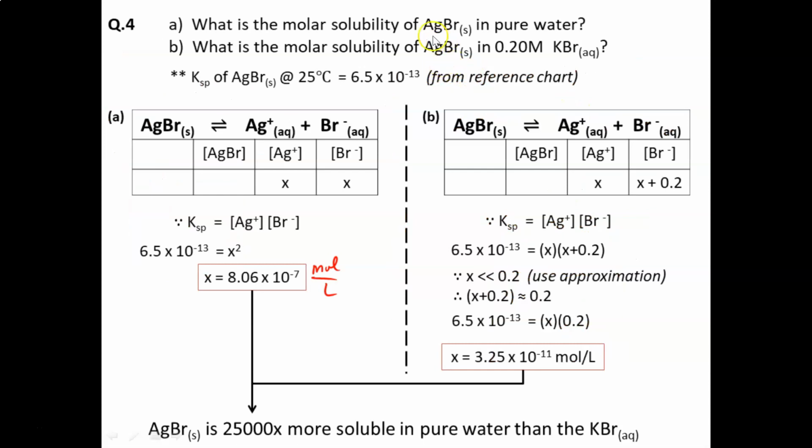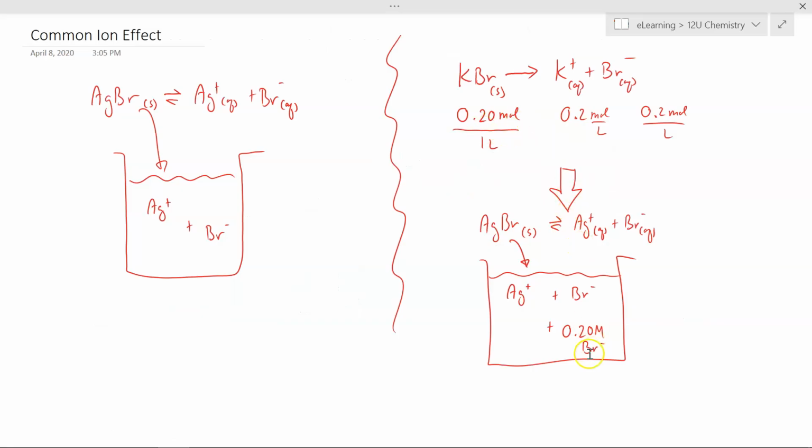So when the question asks how much silver bromide can dissolve in the solution that contains 0.20 moles of potassium bromide, what we're trying to say is that there are already some bromide ions floating around in our solution. When we dump silver bromide into the solution, silver will be released, bromide will also be released, but there is already some bromide in the solution ahead of time. So how does this scenario compare with the scenario where it's just pure water?